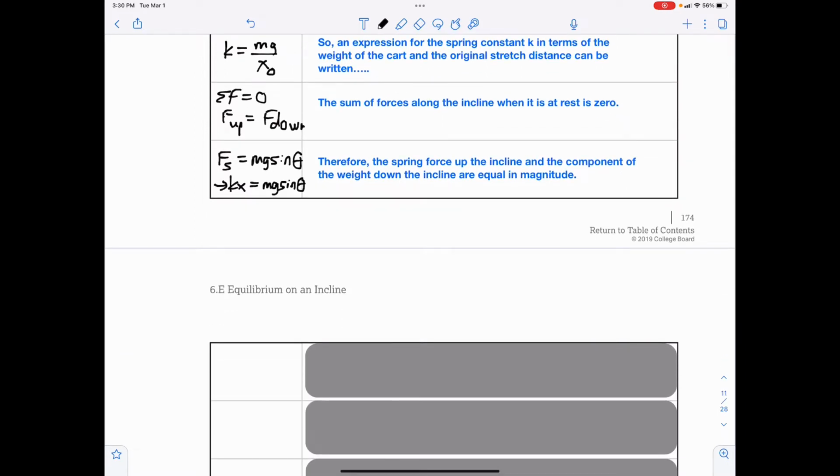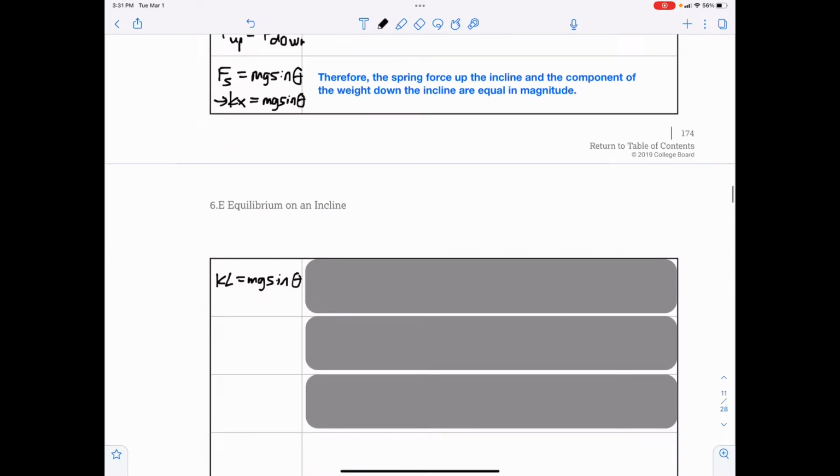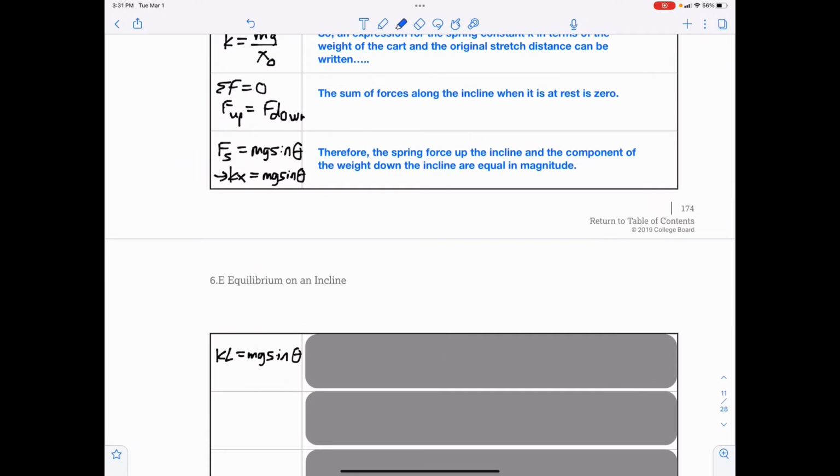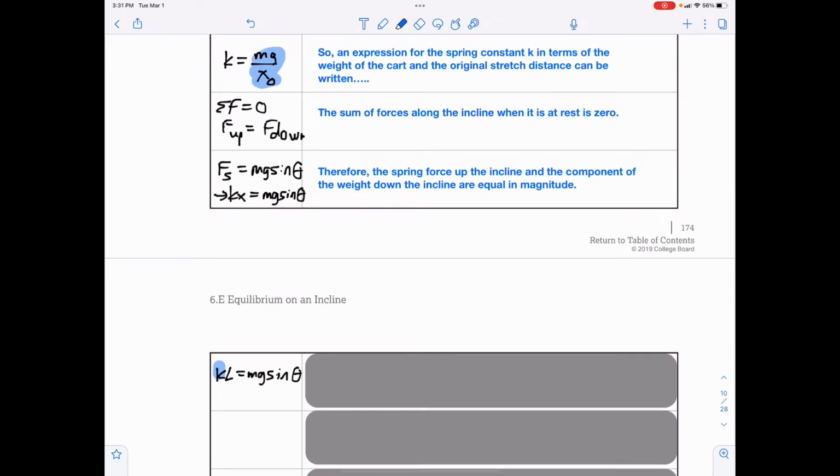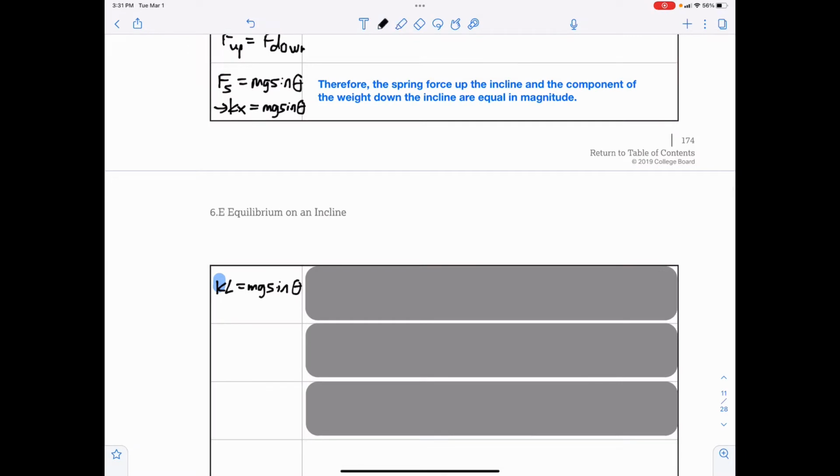Okay, now I'm just going to rewrite it. kL equals mg sine theta. I'm replacing x with L, the length. And then what I'm going to do at this point, ladies and gentlemen, is substitute for k. k is this value right here, because that value is going to remain constant. So I've got mg over x naught times L equals mg sine theta.